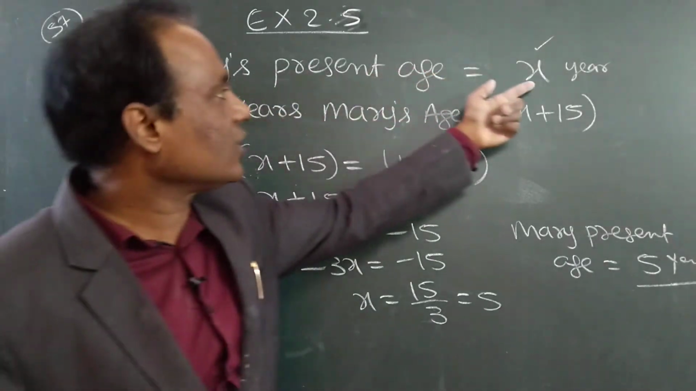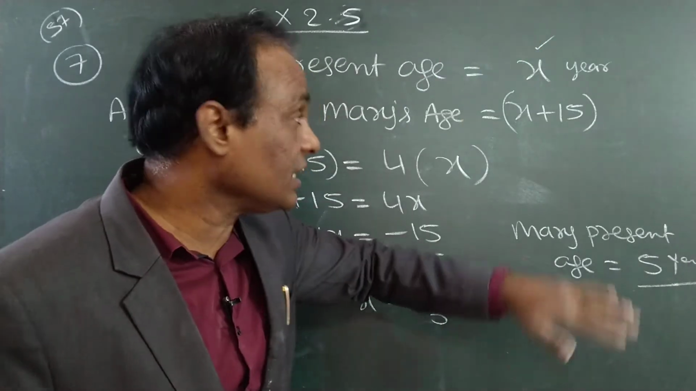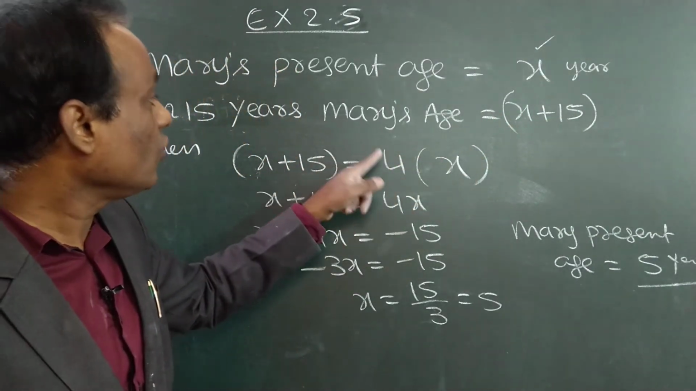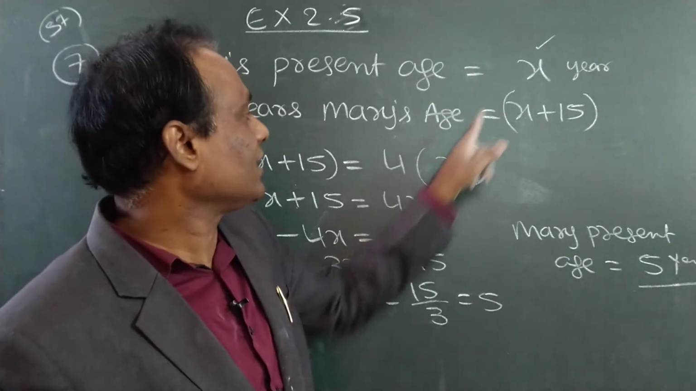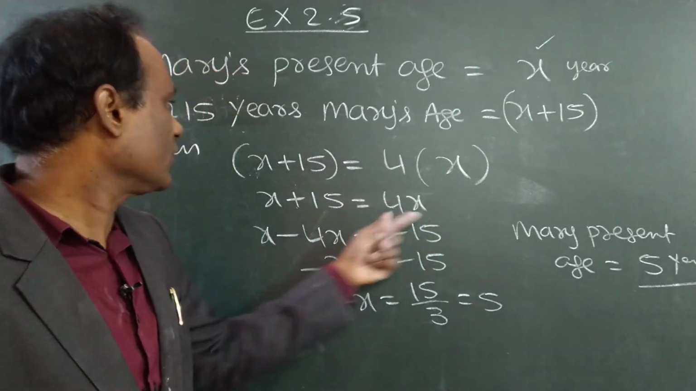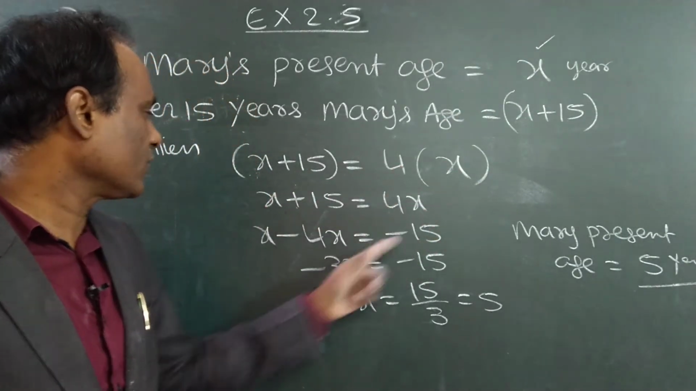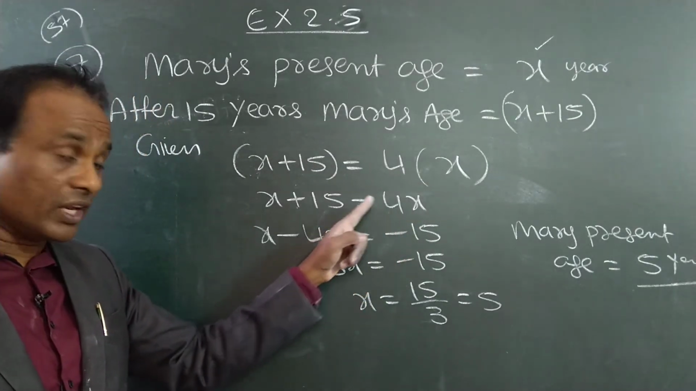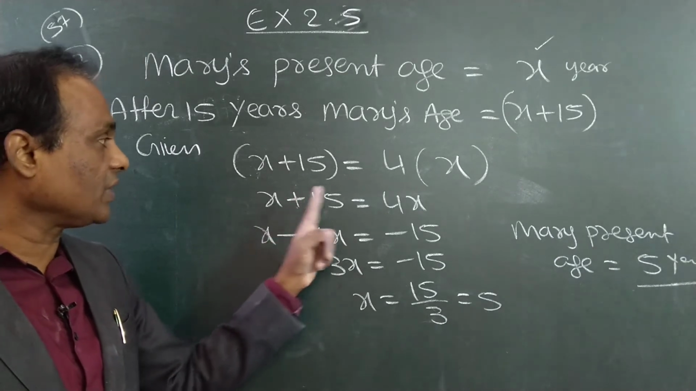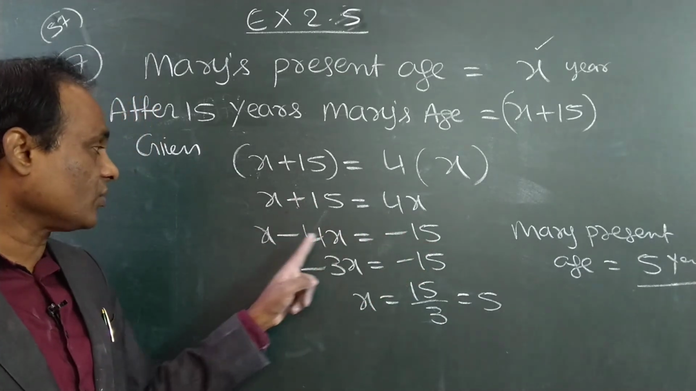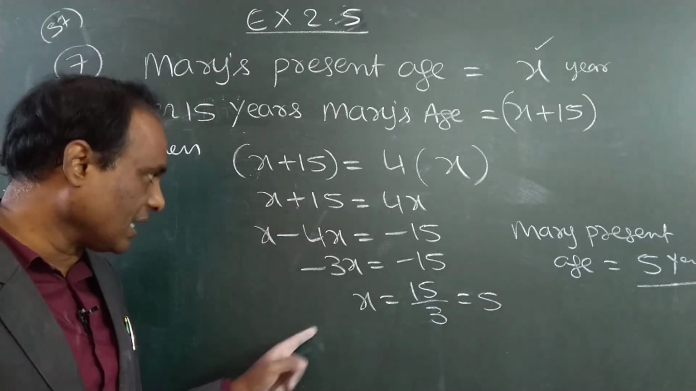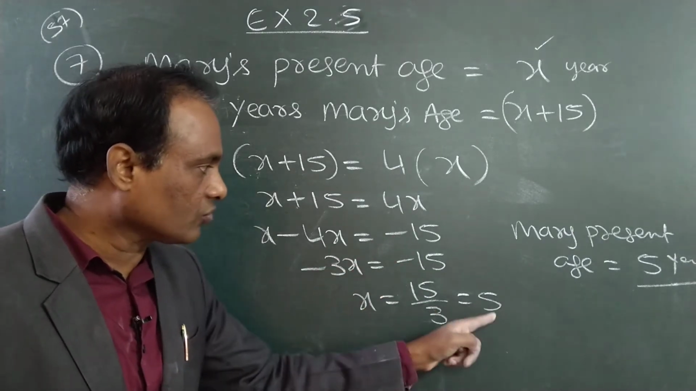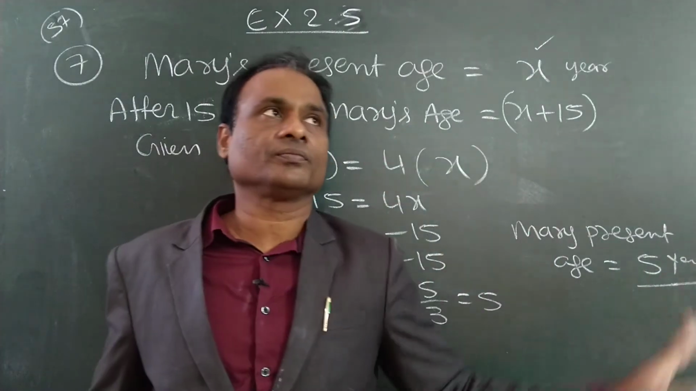Mary's present age I took as X. After 15 years she will become X plus 15. But after 15 years her age is 4 times her present age, so this is 4x. X plus 15 is equal to 4x. X minus 4x is minus 3x, minus cancels. 15 by 3, 5 times. So x is equal to 5, answer.